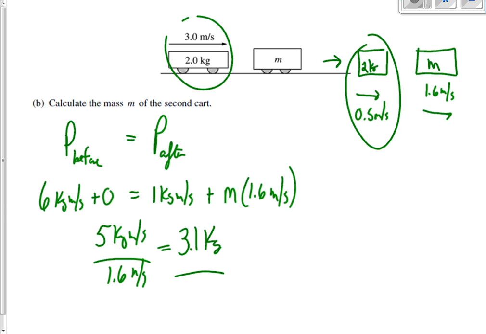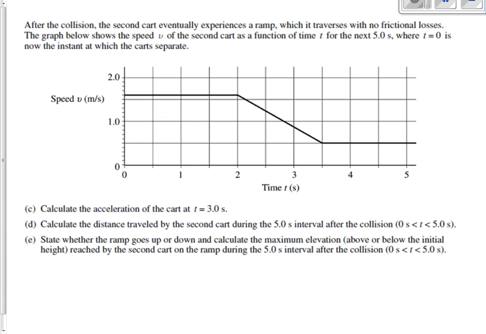So that's really the only part of this problem that's strictly a conservation of momentum problem, and it's pretty straightforward. Once we know the velocity of cart 1 after the collision, then we can just apply conservation. Quickly on to the last parts, because this is really some review, but it's good review. Number 1, here on this part, calculate the acceleration. So it's saying after the collision something happens. So we're not going to worry about the collision anymore. So what is the acceleration at 3 seconds, which occurs right there?